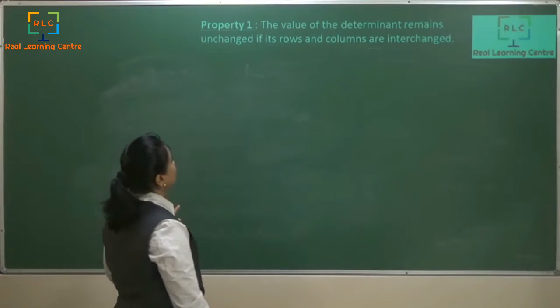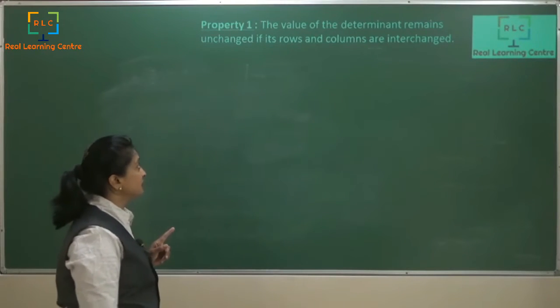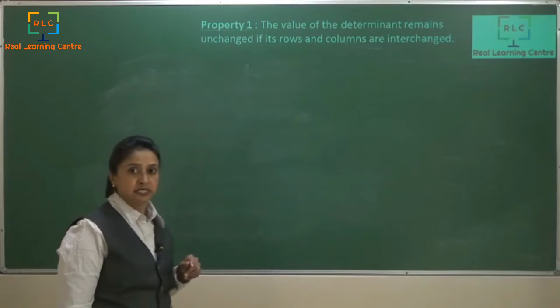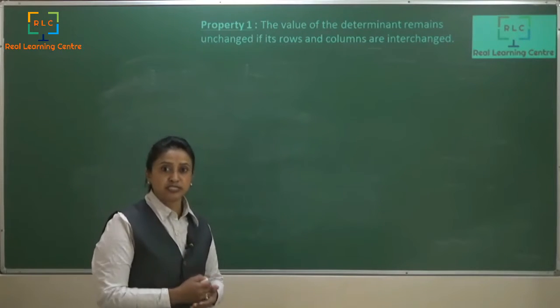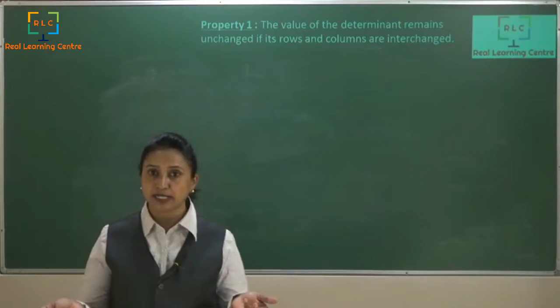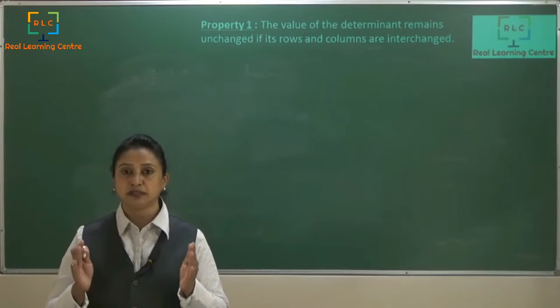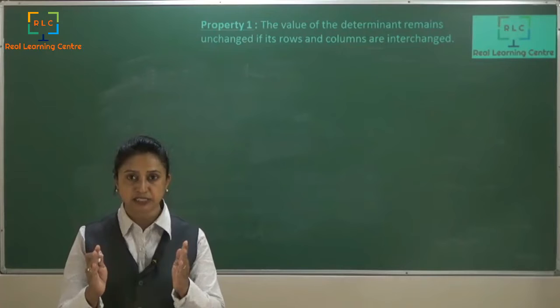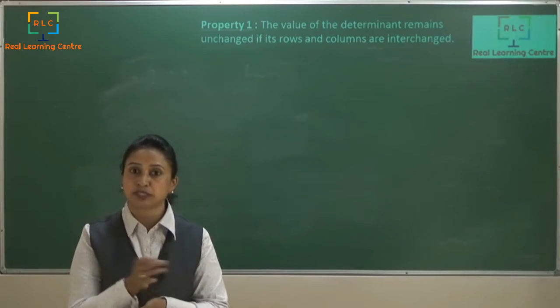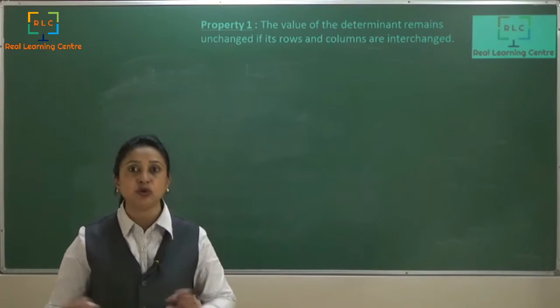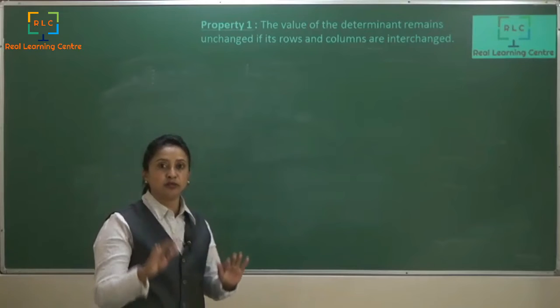Property number 1 tells you the value of the determinant remains unchanged if its rows and columns are interchanged. First of all, if the rows and columns are interchanged, what is it called? It's called a transpose. So whether you take a determinant the way it is, or you interchange rows and columns, transpose it and take out the determinant, there is no change in the value. The value remains the same.